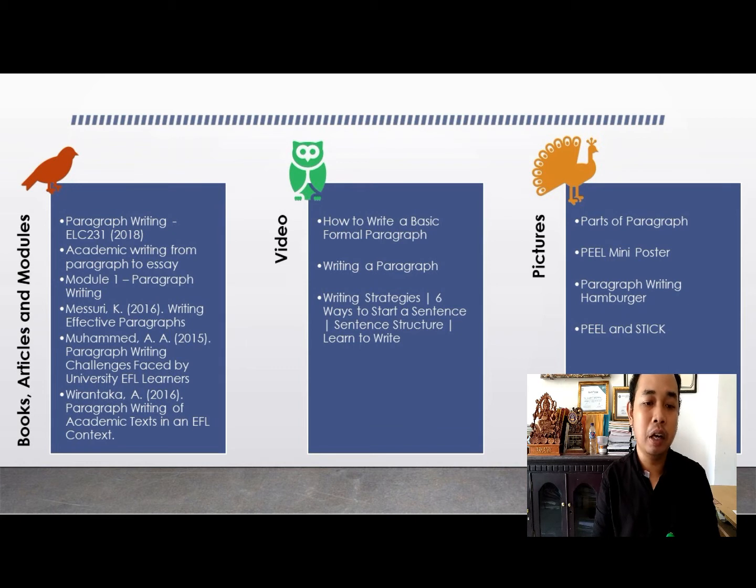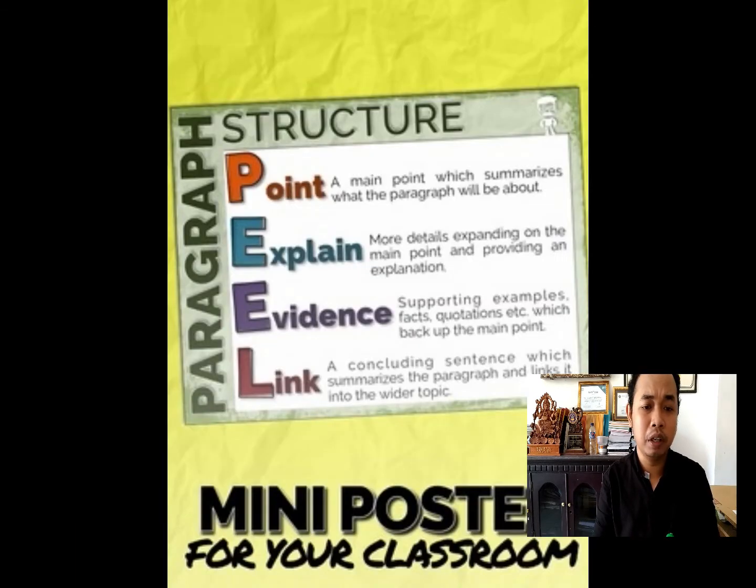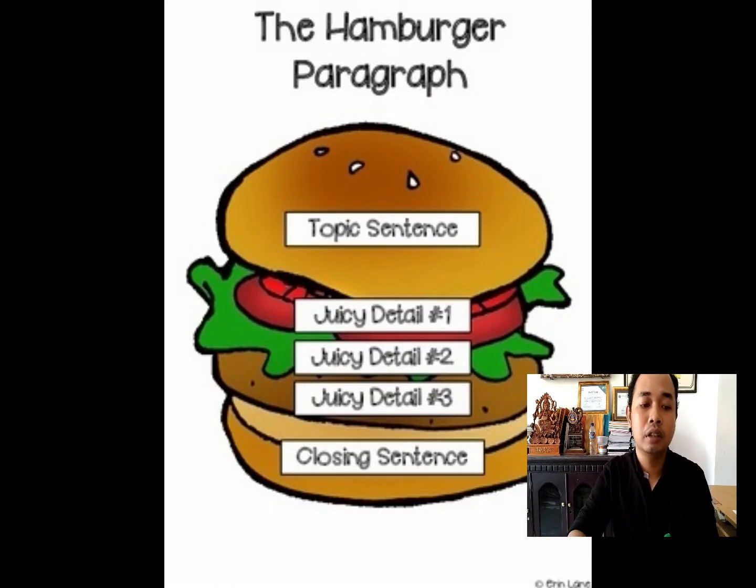this video, and now I'm going to show you the pictures that I provide in this learning material. The first one is paragraph structures. It's about PEEL: point, explain, evidence, and link. And the next one is the hamburger paragraph. It's about the structure of a paragraph, but in a more attractive way.